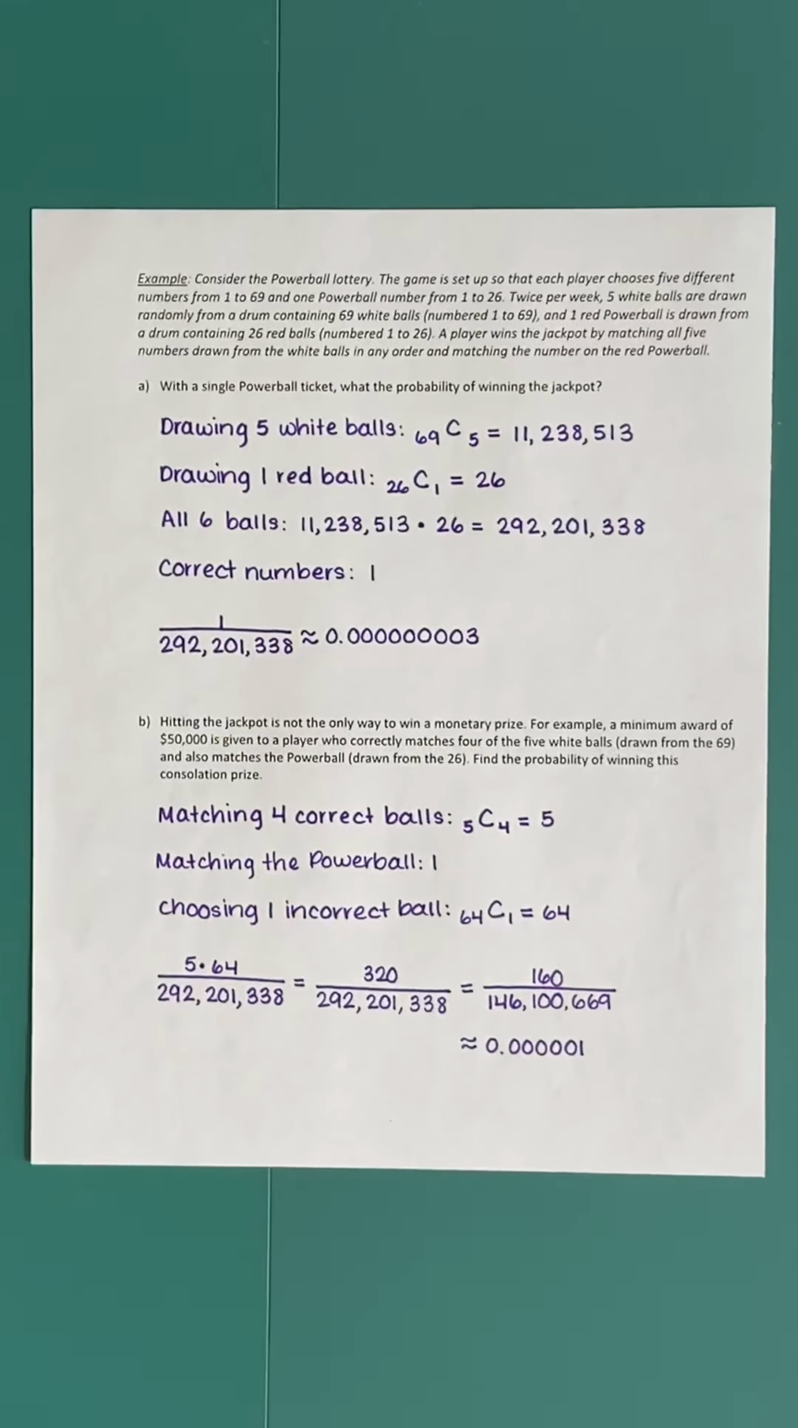Okay, so a little bit over 11 million ways to do that. Now we also have to draw a Powerball, but notice this is a second step. It's not going to be one bin containing a bunch of white and red balls. It's going to be a bin with white balls, so we draw from there for step 1. And then it's going to be a bin of red balls. We draw 1 from there for step 2.